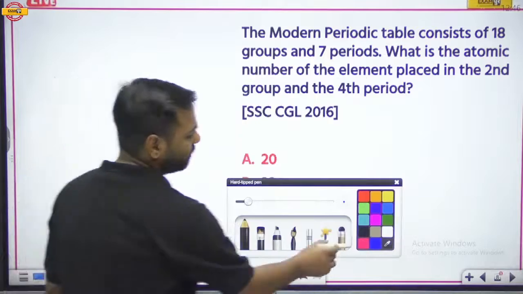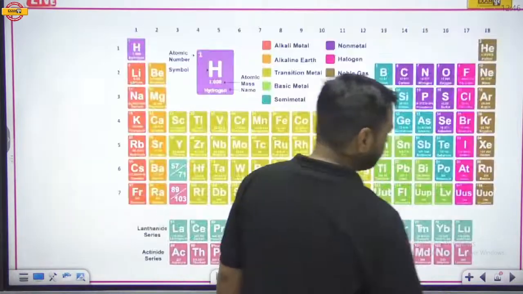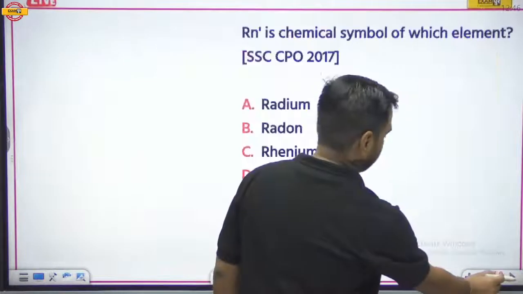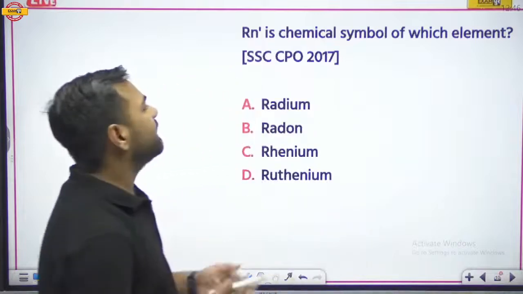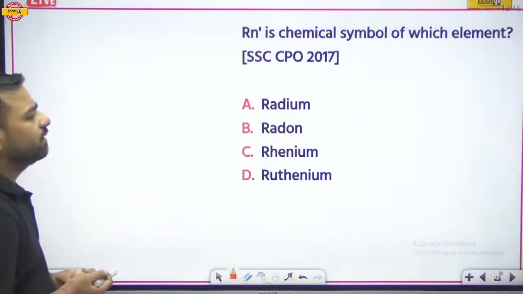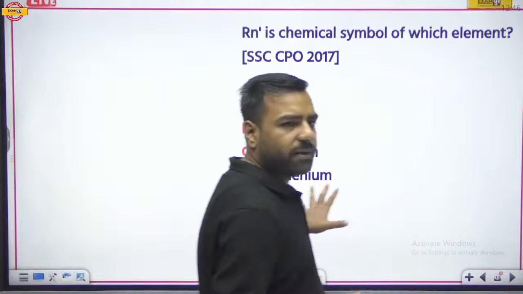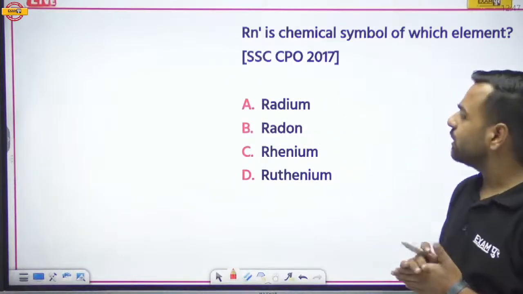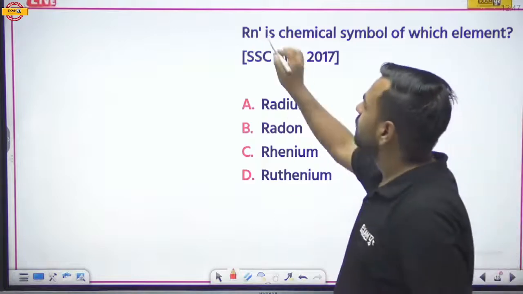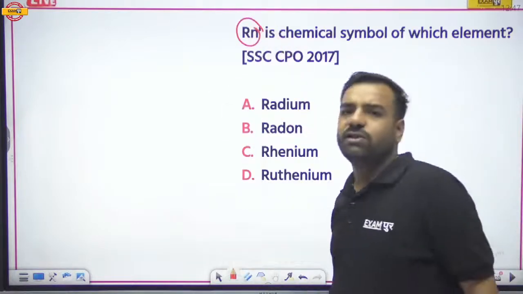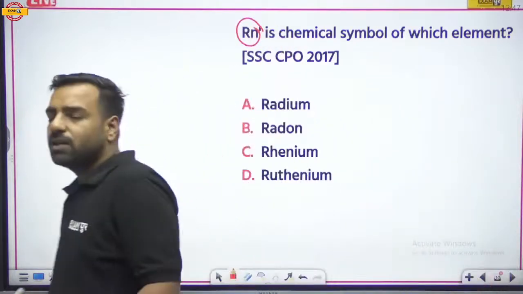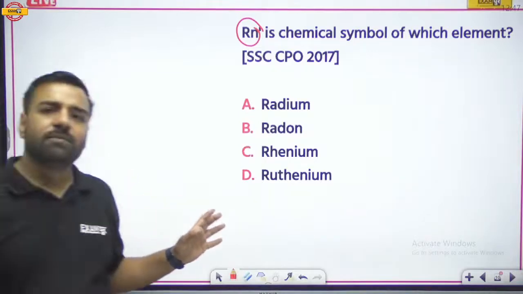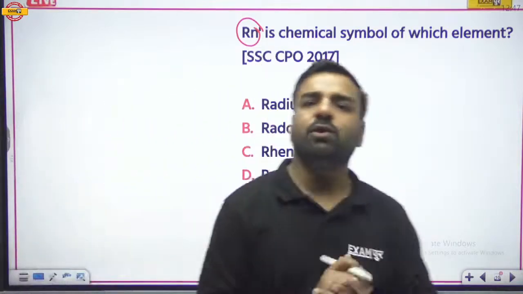Next, moving forward to the next question. Rn is the chemical symbol of which element? Now, we have discussed all these parts, right? If I talk about Rn, what is it? Without going towards the options, let me tell you, if I talk about radioactive elements, one of the options is going to be with that.